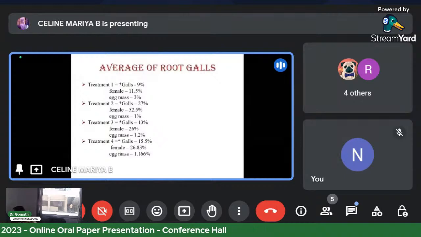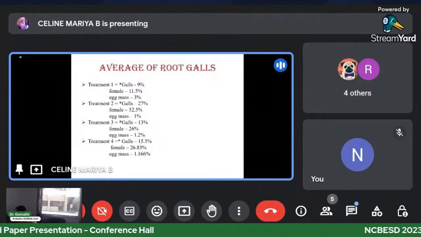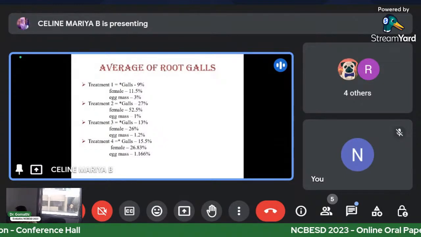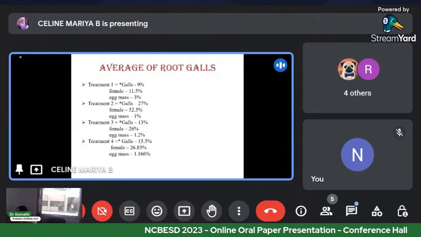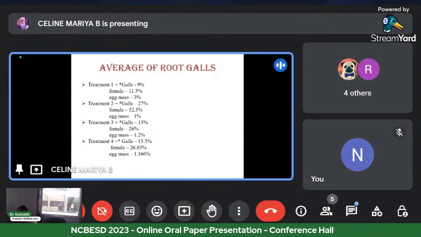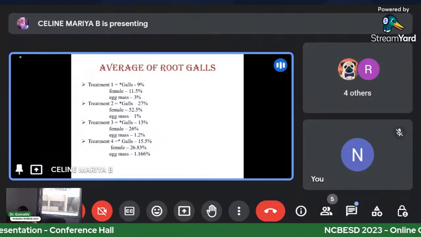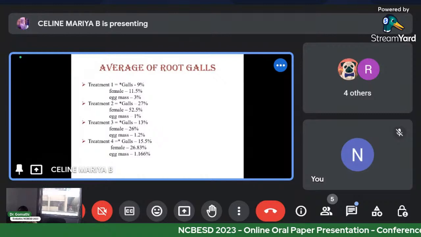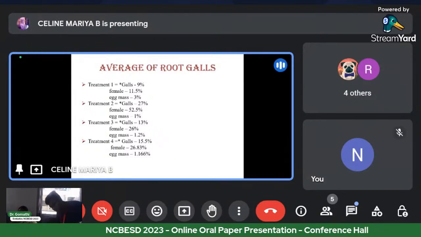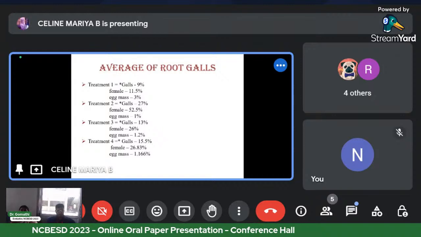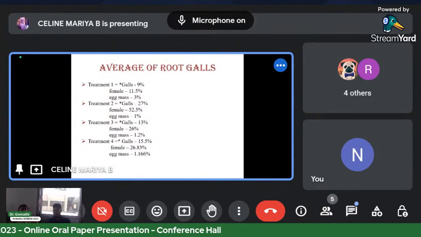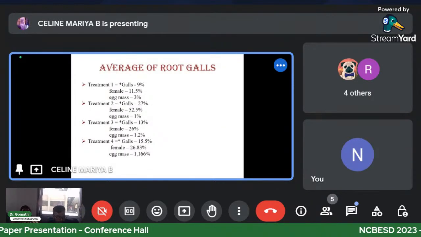Actually, my main concept is that in Gujarat, the farmers are taking roasted potatoes and washing water. Again, they are using it in the field. So the root knot nematode affects the next generation. Thank you.